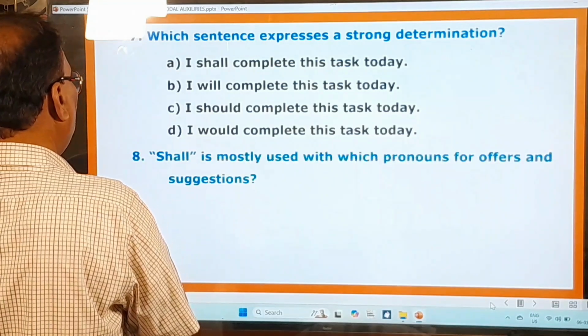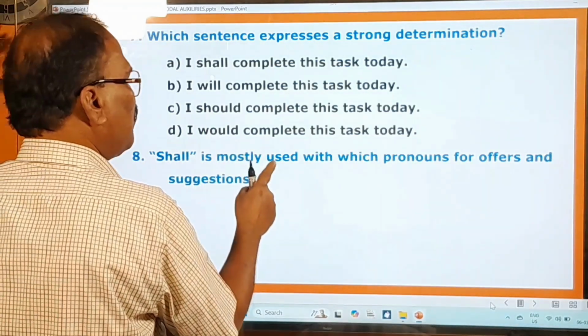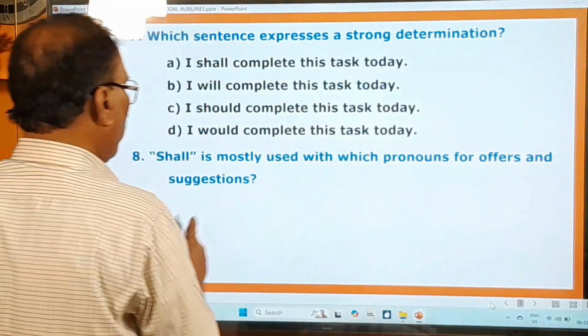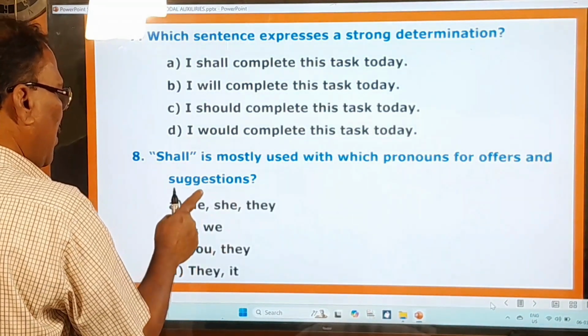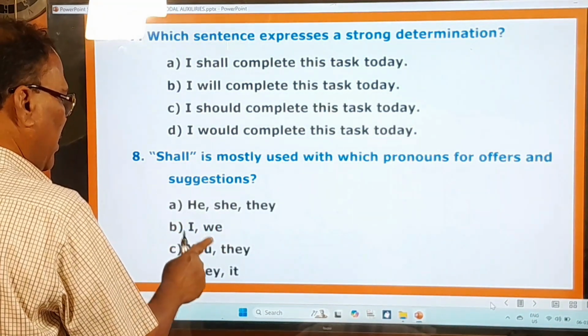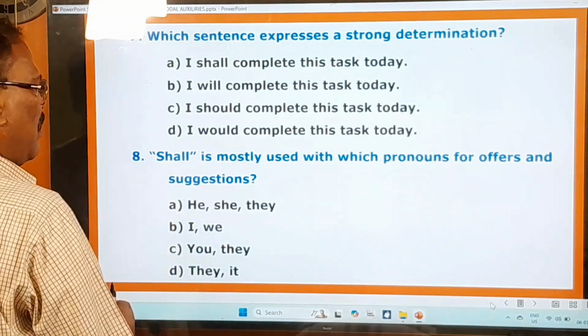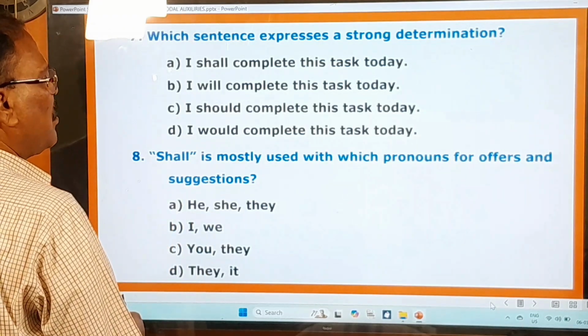You go to the eighth question. Shall is mostly used with which pronouns for offers and suggestions? He, she, they, I and we, you, they, it. So, you know this answer very well. You move on to the other questions.